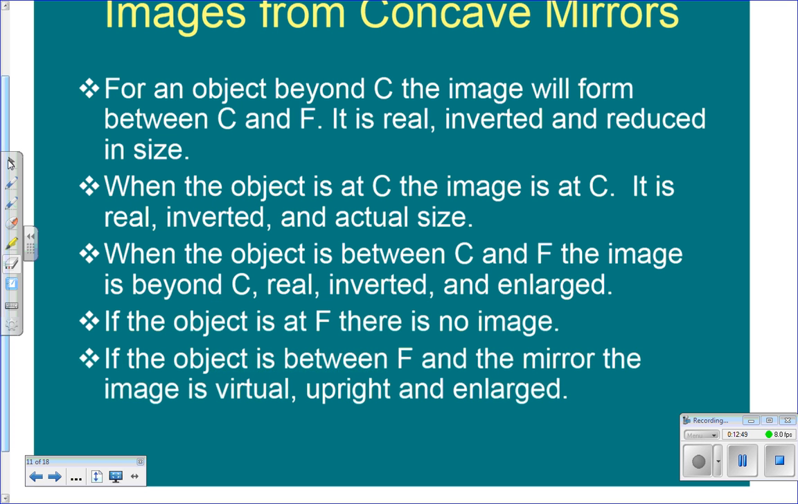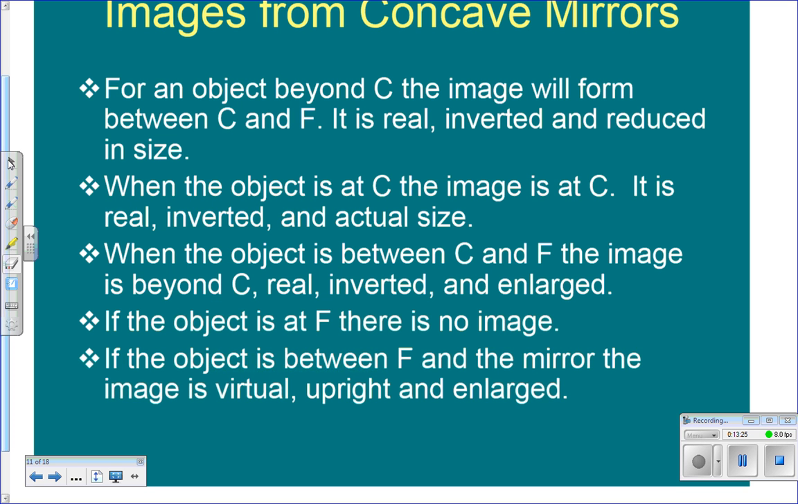When the object's at the center of curvature, then the image is also going to be at the center of curvature. It's still real, it's still inverted, and now it's the same size as the object. As you move it closer, put it in between the center of curvature and the focal point, then the image moves farther away and gets bigger. It's still real, it's still inverted, but now it's bigger, it's enlarged. So it's larger than the actual object.